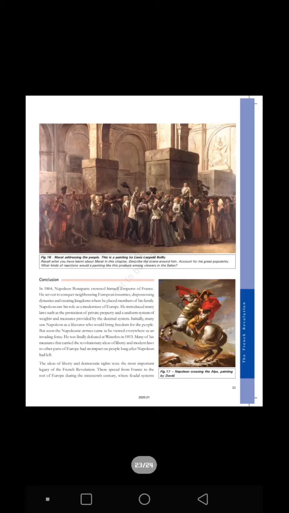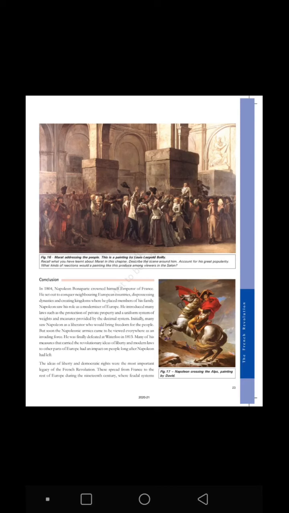Take a look at figure 16. Marat addressing the people. This is a painting by Louis Leopold Boilly. Recall what you have learnt about Marat in this chapter. Describe the scene around him. Account for his great popularity. What kinds of reaction would a painting like this produce among viewers in the salon?